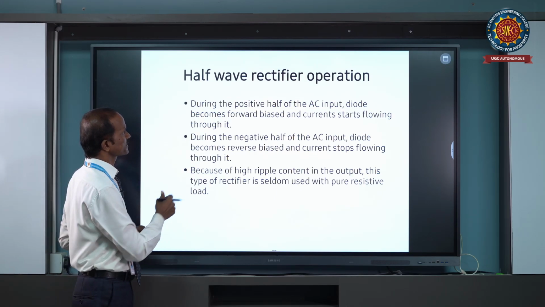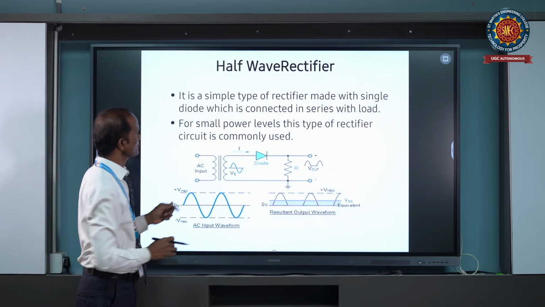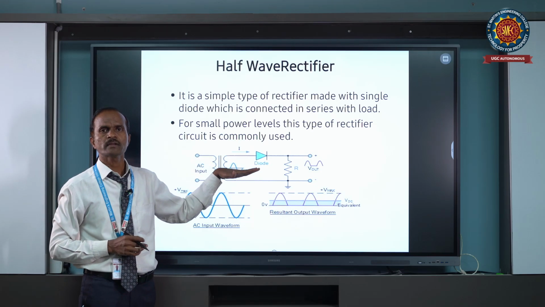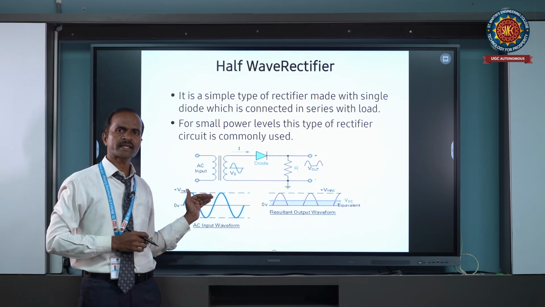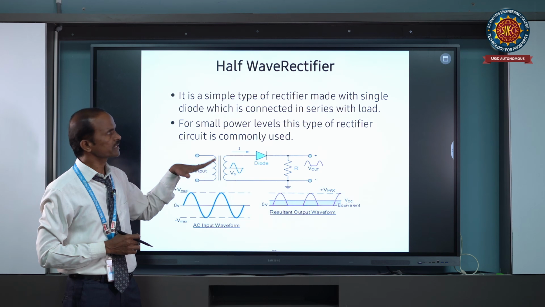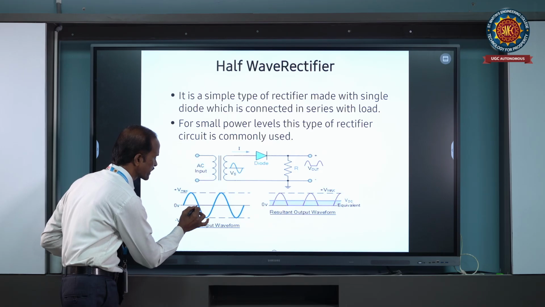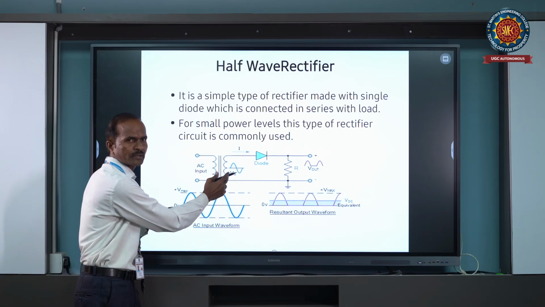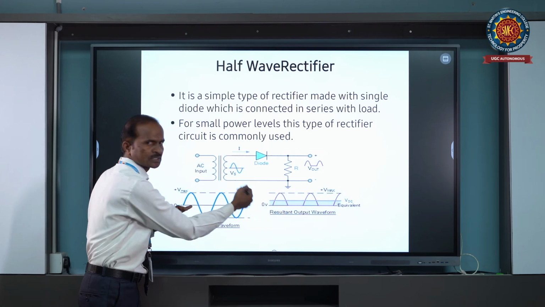Now, what is the operation of a half wave rectifier? During the positive half cycle of the input signal, what is the condition of the output? During the negative half cycle of the input signal, what is the condition of the output? This is the positive half cycle, and this is the negative half cycle. Let us see this.